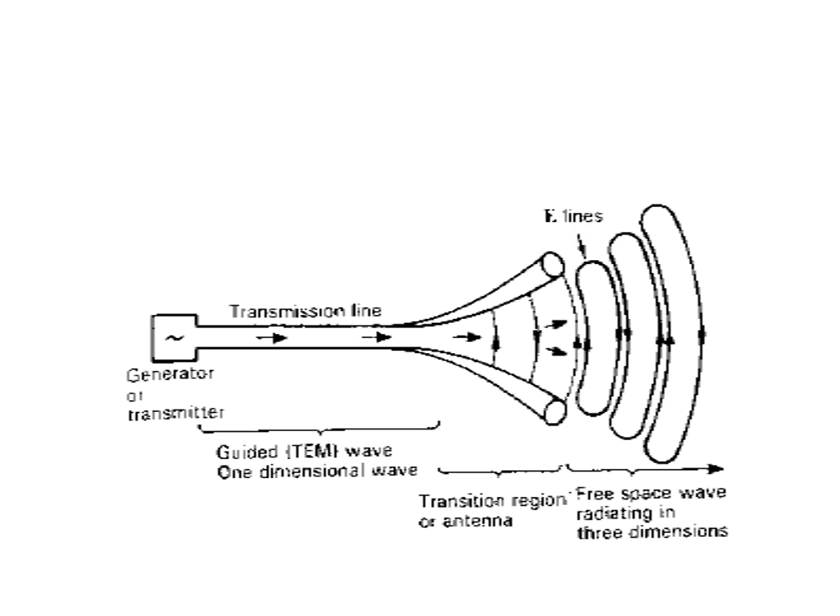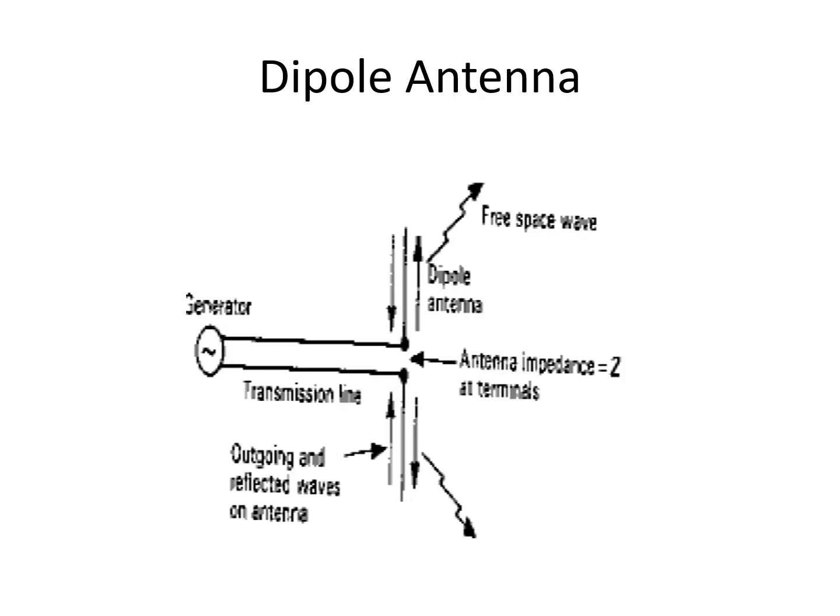This is how the dipole is constructed. This is the transmission line. This is how the dipole antenna is constructed, where two wires are flared out. This is the antenna impedance at the terminals.